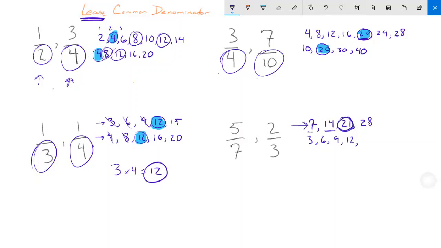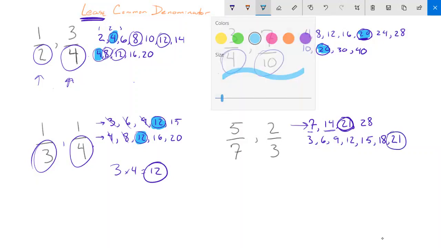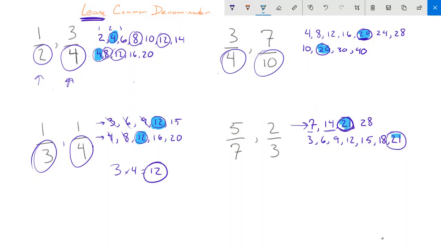So 21 is at least looking like it's going to be the least common denominator, especially based on a list of multiples of 7. Well, I'm going to finish out this list of multiples of 3 just for us to see that that's true. So 12, 15, 18, 21. So sure enough, 21 is our least common denominator.